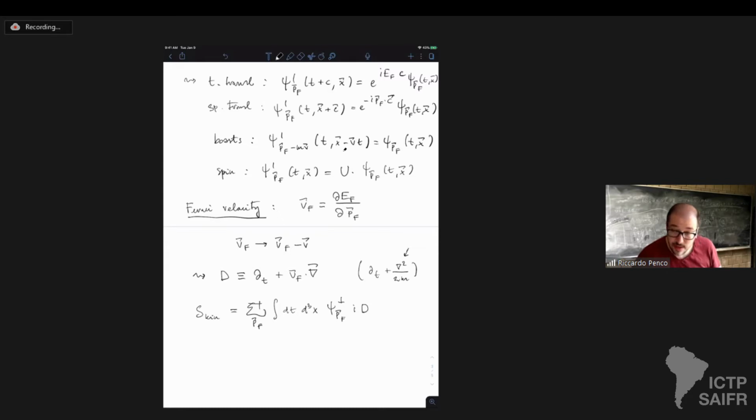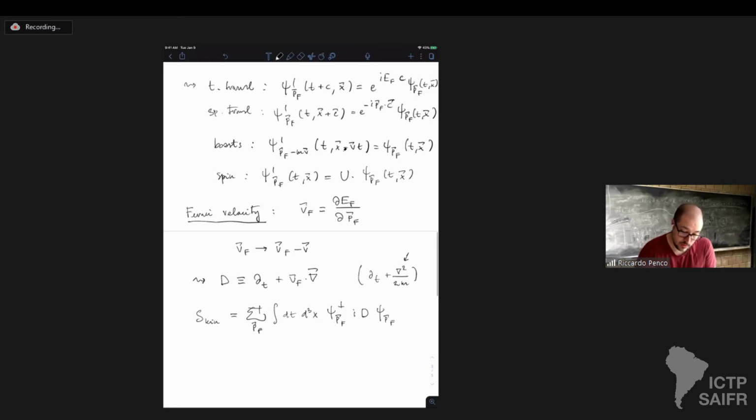And then we're gonna have a derivative of this form and a usual bilinear in the fields. And now you can check, going back to these transformation properties, that the fact that we have a psi and a psi dagger means that this phase here that would appear in time translations will cancel out. So this Lagrangian is invariant under time translations.